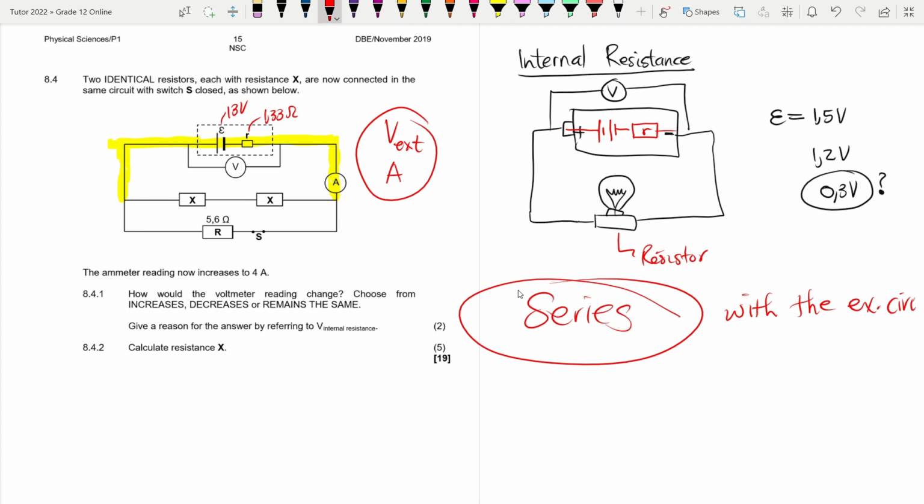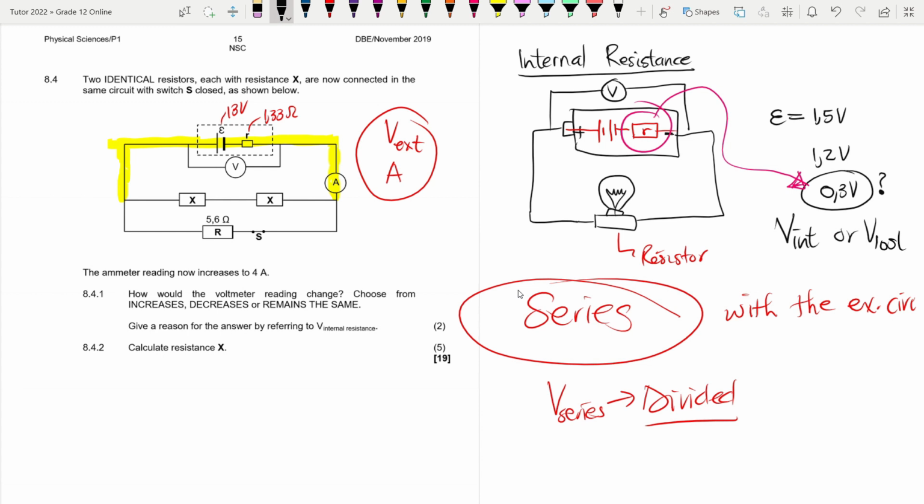What do we know about voltage? What do we know about voltage when resistors are in series? Is it the same or is it different? It's different. Yeah, we say voltage is divided. So the internal resistance is going to steal some voltage, which is why we lose voltage before we even go to the external circuit. So this is what we define as the V internal, or voltage lost inside the battery.